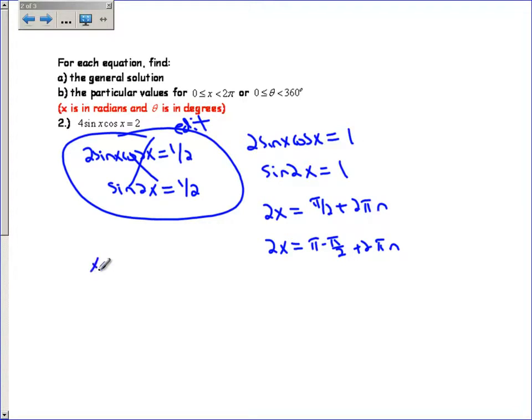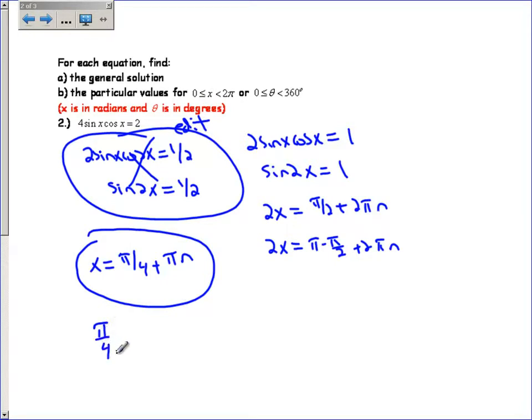So now we're going to divide both sides by 2, and we're going to get pi over 4 plus pi n as my solution there. And what I want now is all of the angles between 0 and 2 pi. So my first one is pi over 4. My next one is going to be 5 pi over 4 because I added pi to that. And if I add pi one more time, I'm going to get 9 pi over 4, which is outside of the range. So that's my answer for B.